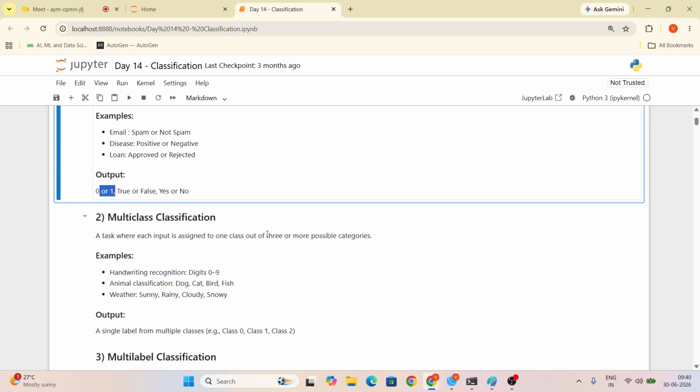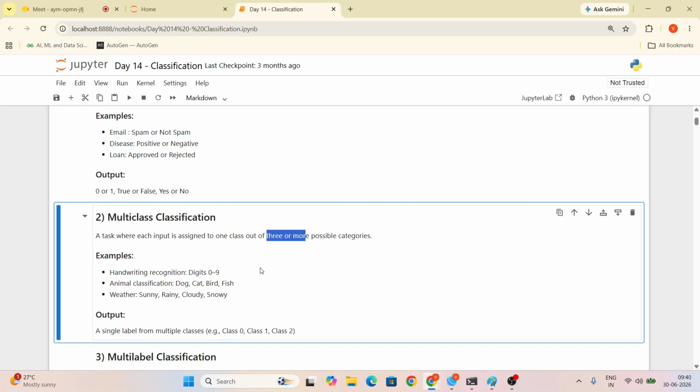Here we are using three or more possible categories. So this is our handwritten digits. Now tell me how many digits we have. We have 0 to 9, right? In our mobile we have how many digits? 0 to 9. Okay, right. So guys, these digits are used in handwriting recognition.